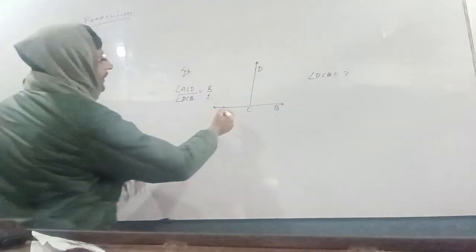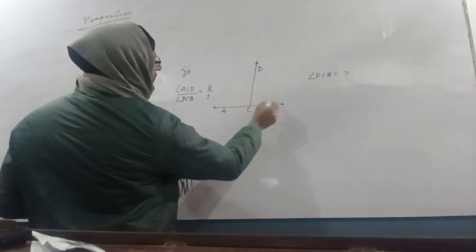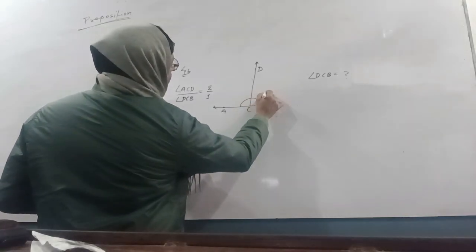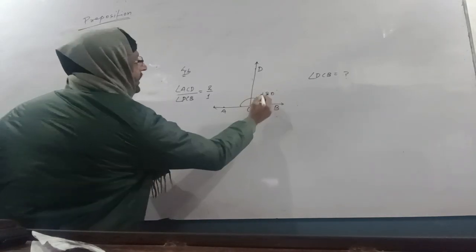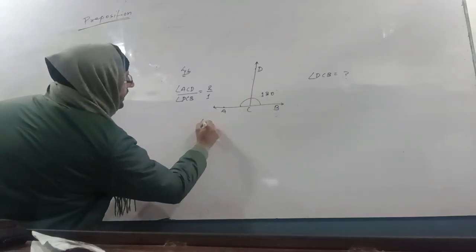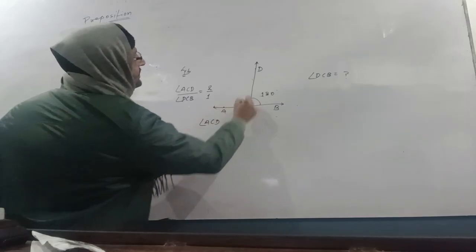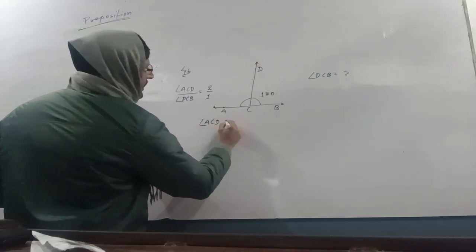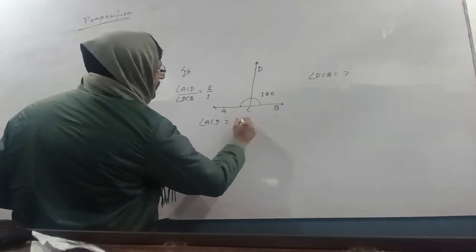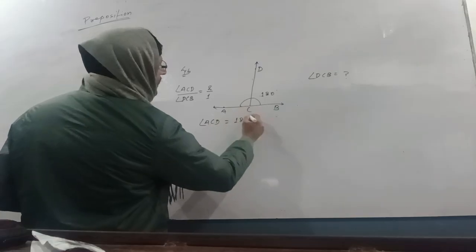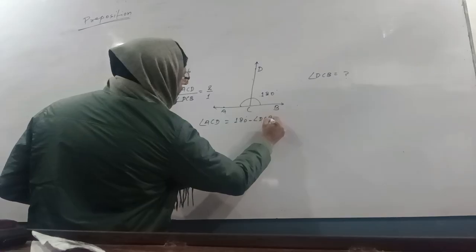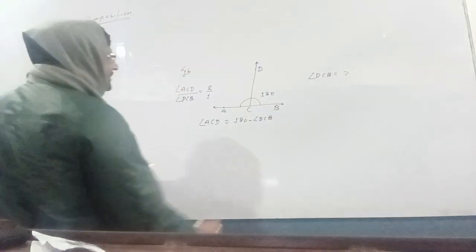So we know that ACB is a straight line, so it forms an angle of 180 degree, right? So angle ACD is equal to, we can write, angle ACD equal to 180 minus angle DCB. Clear? Angle DCB.